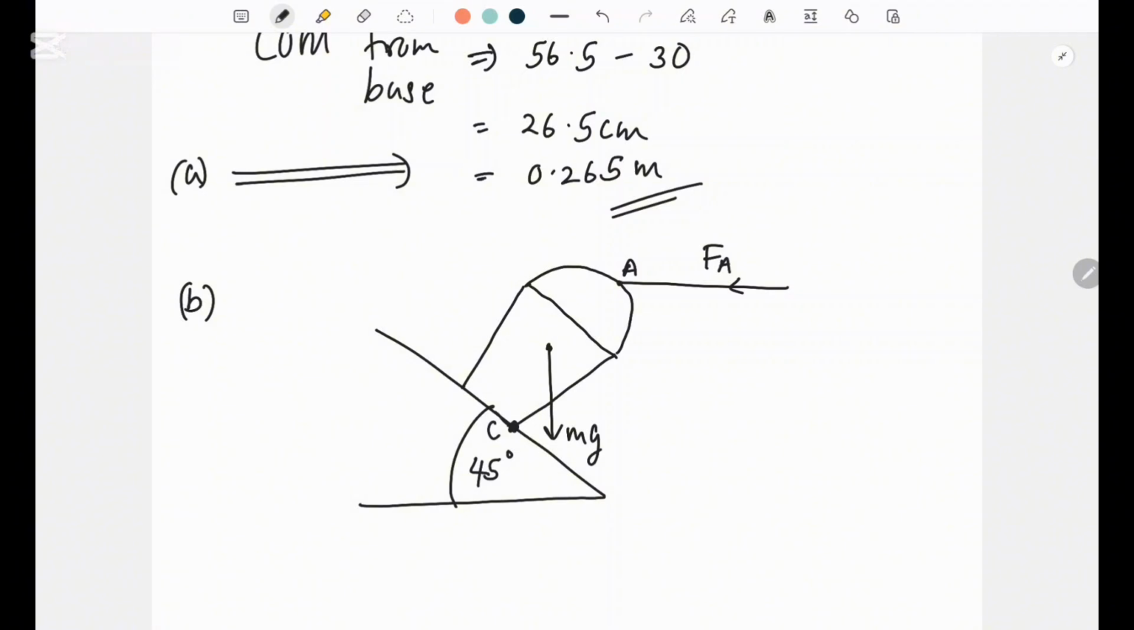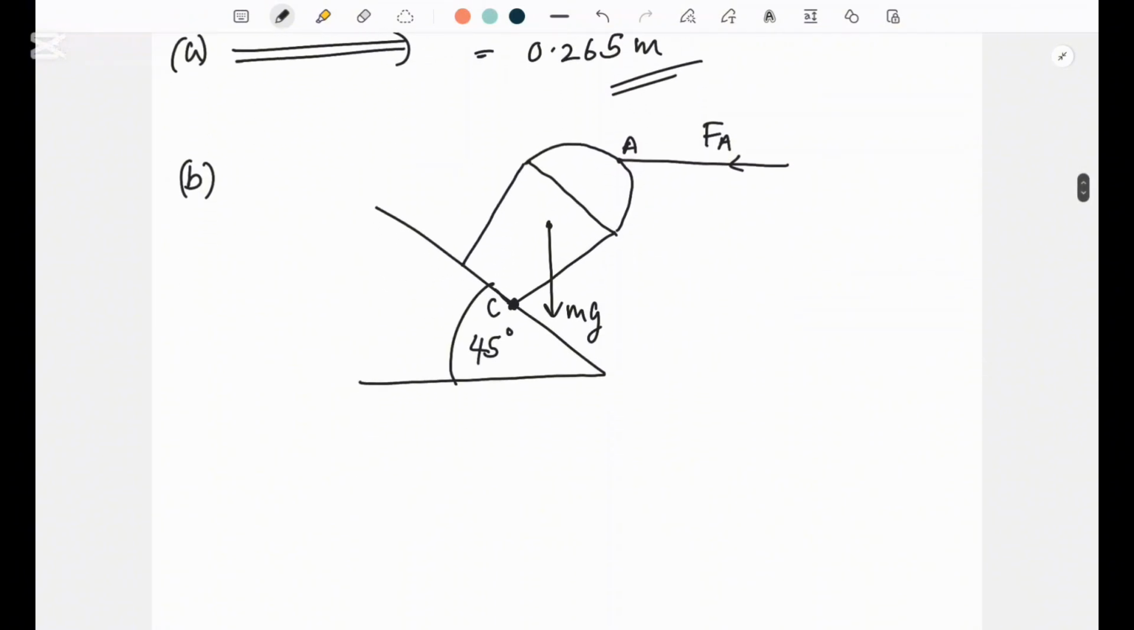But we don't have to consider that because we are taking the forces about point C. So the friction and reaction force lie on the pivot, right? So we don't have to consider them for moments. It's only the other forces that are away from the pivot that we have to consider. So we're going to take moments about C. Okay.